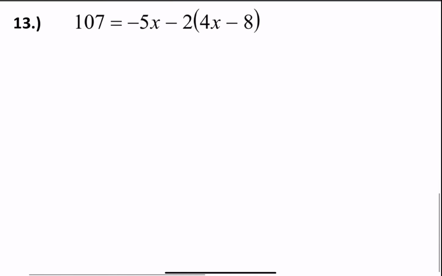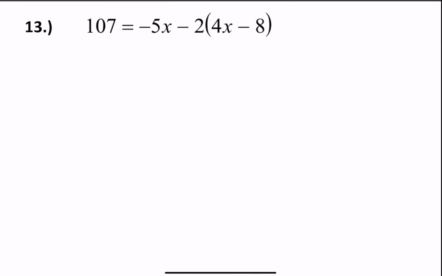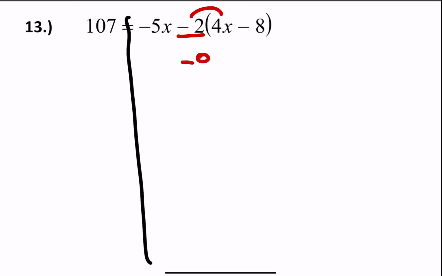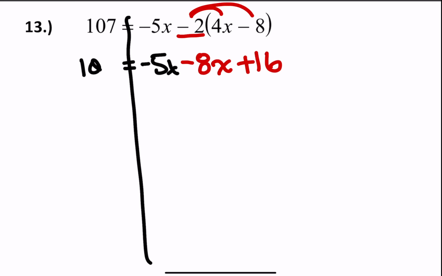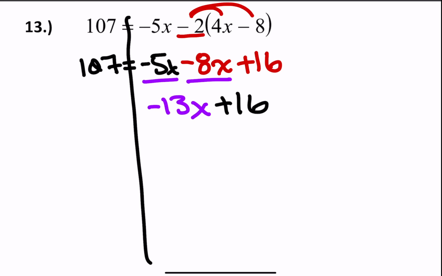Looking at 13, a second number 13, sorry about that, typo. We have 107 equals negative 5x minus 2 times 4x minus 8. I'm going to take this negative 2 and multiply it. So I got a negative 2 times 4x is a negative 8x. Negative 2 times negative 8 is a positive 16. Everything else gets brought down. That wasn't impacted by the multiplying. Negative 5x plus a negative 8x are like terms, so this gives you a negative 13x. Bring everything else down that isn't a like term.